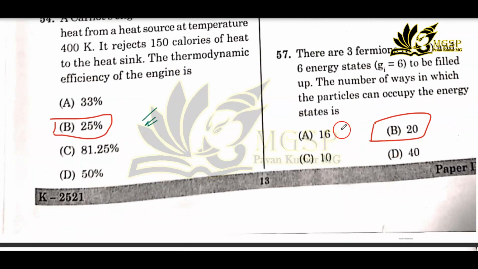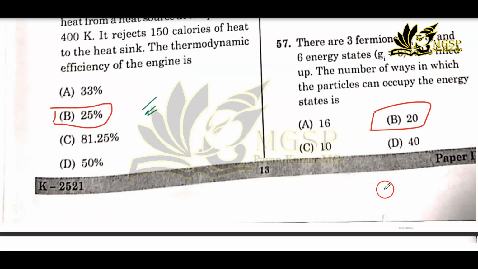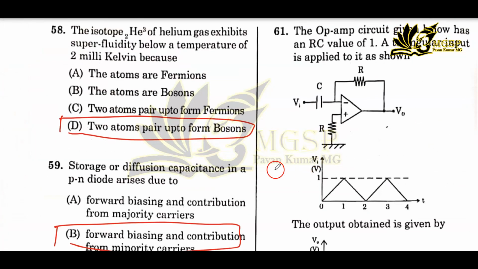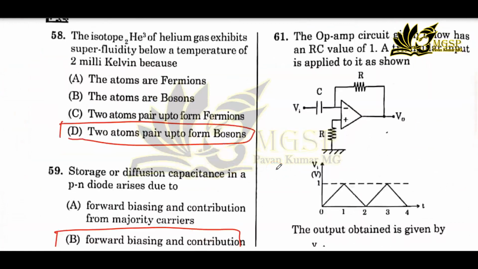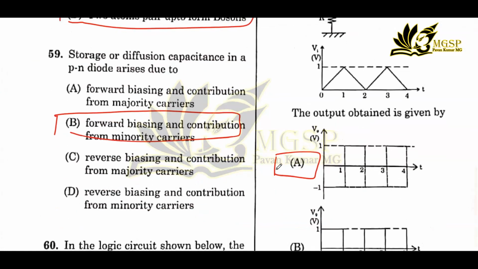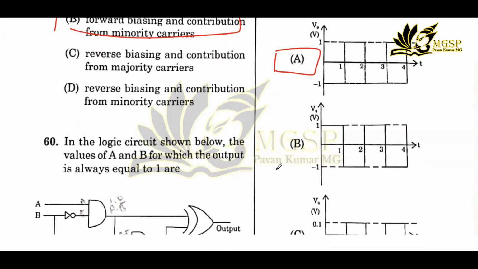Next, coming to the fermions, we got this one again. At low temperature, usually these both form bosons. And the storage of a diffusion capacitor is mainly due to the contribution of minority charge carriers, which I have discussed also in the class.